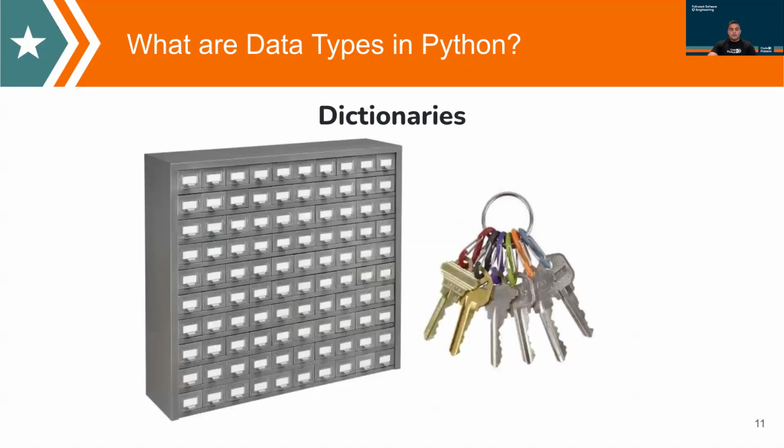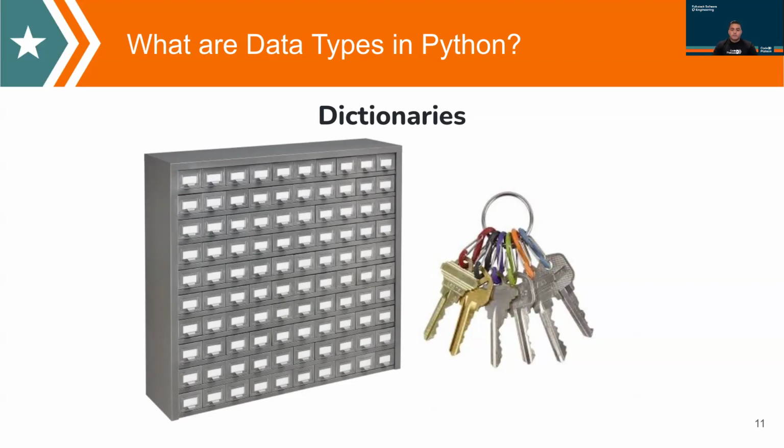And then finally, we have dictionaries. Next, we have dictionaries, which are kind of like a drawer where every single item is stored inside of one of these drawers, right? But they all are locked away. And the only way to access each one of these items is with the correct key.